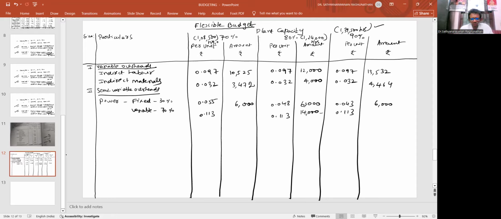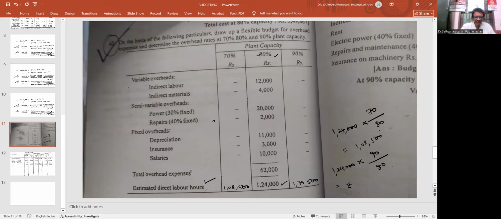Okay, now here total column only varies, that is the amount column only varies. Okay, so for 70% capacity, 1,08,500 into 0.113, 12,260.5 means 12,261. Okay, and then this already we have calculated. Here 1,39,500 into 0.113. 15,763.5, 15,764. Understood?